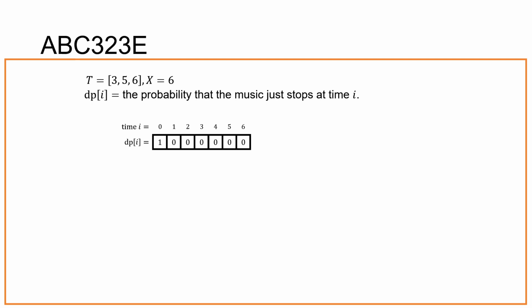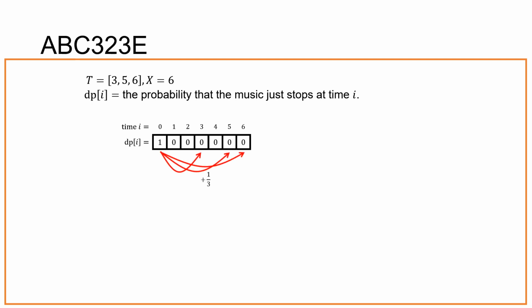It's difficult to consider the state at time x plus 0.5 directly, so let's think about the state just before it. Therefore, we define dp of I as the probability that the music just stops at time I. Then, dp of I can be calculated in ascending order of I. Let's see the example. First, we initialize dp of 0 as 1.